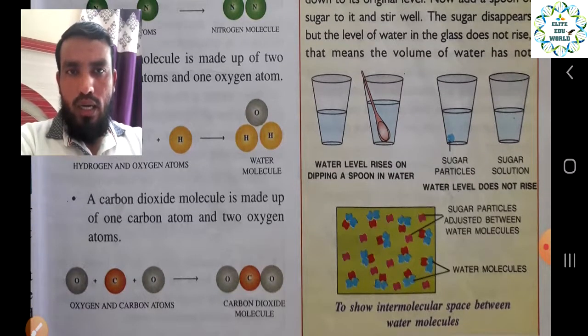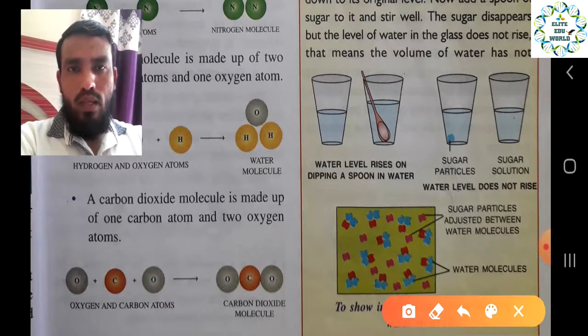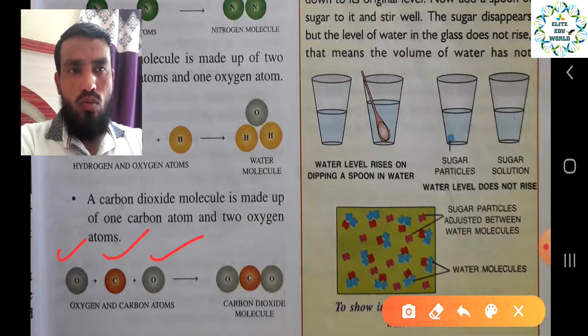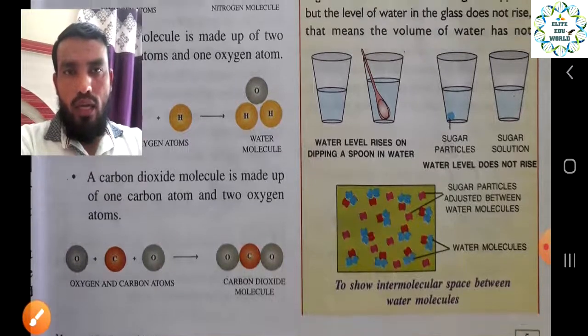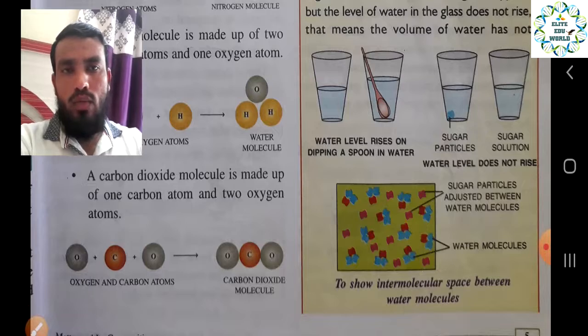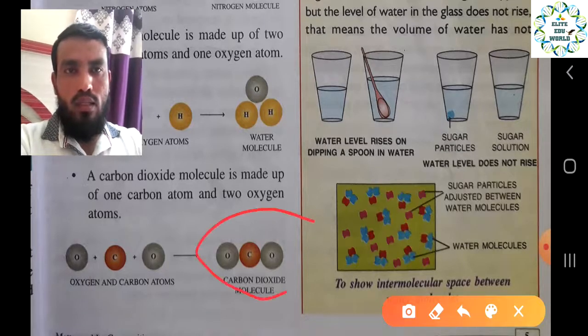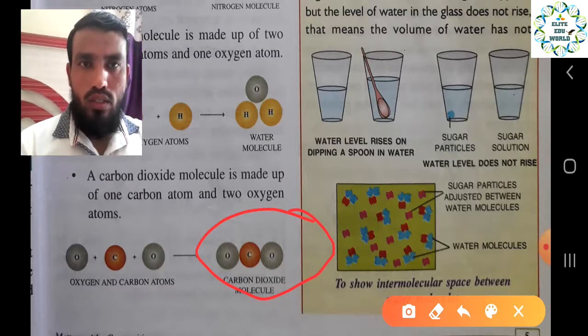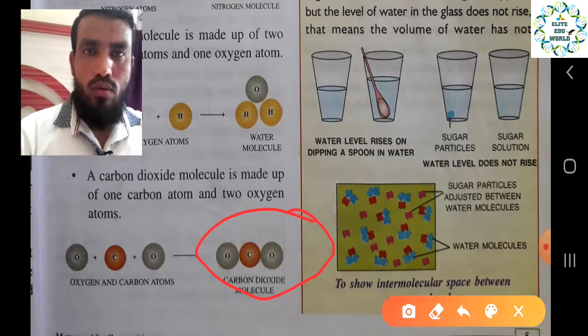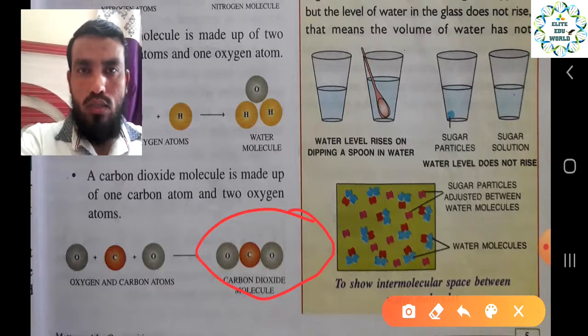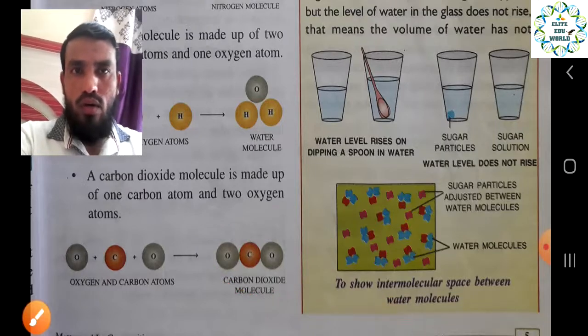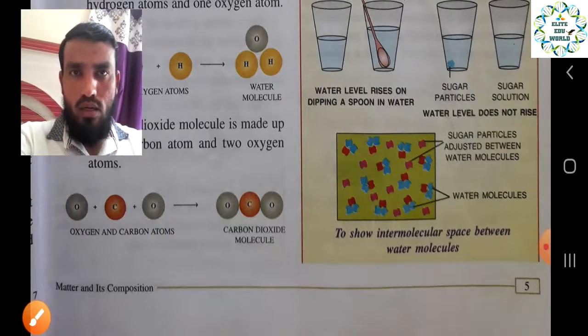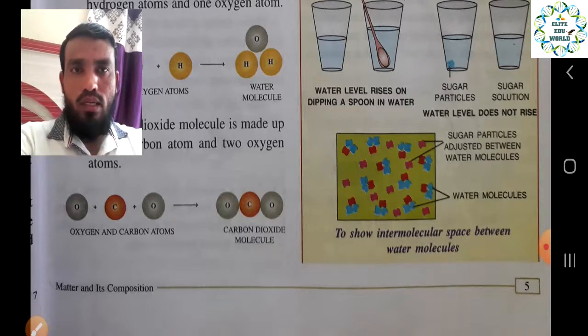While we are talking about carbon dioxide, CO2, a carbon dioxide molecule is made up of one carbon and two oxygen, so it is called CO2. One atom of carbon and two atoms of oxygen are making a three-atom molecule, called a carbon dioxide molecule. This is one molecule of carbon dioxide, made with two oxygen and one carbon. So this is an example of atoms which are different in kind but make the same molecule.